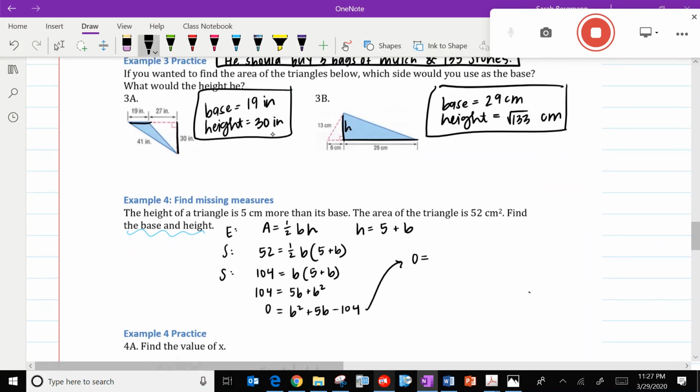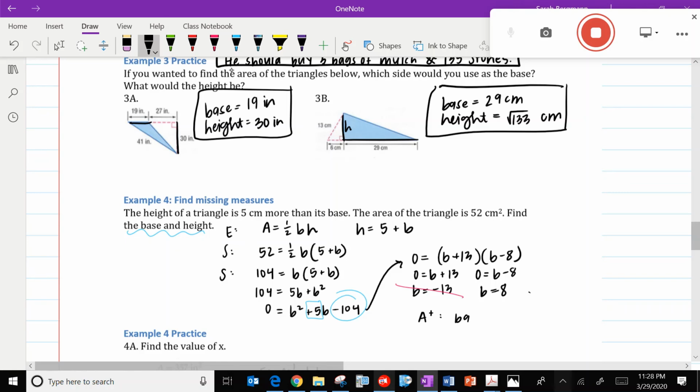I need to think of 2 numbers that multiply to give me negative 104 and add up to 5. Those 2 numbers are positive 13 and negative 8. When I solve these, that's where I get the negative 13 or positive 8. I know that the base cannot be negative 13, so that leaves me with my answer plus units.